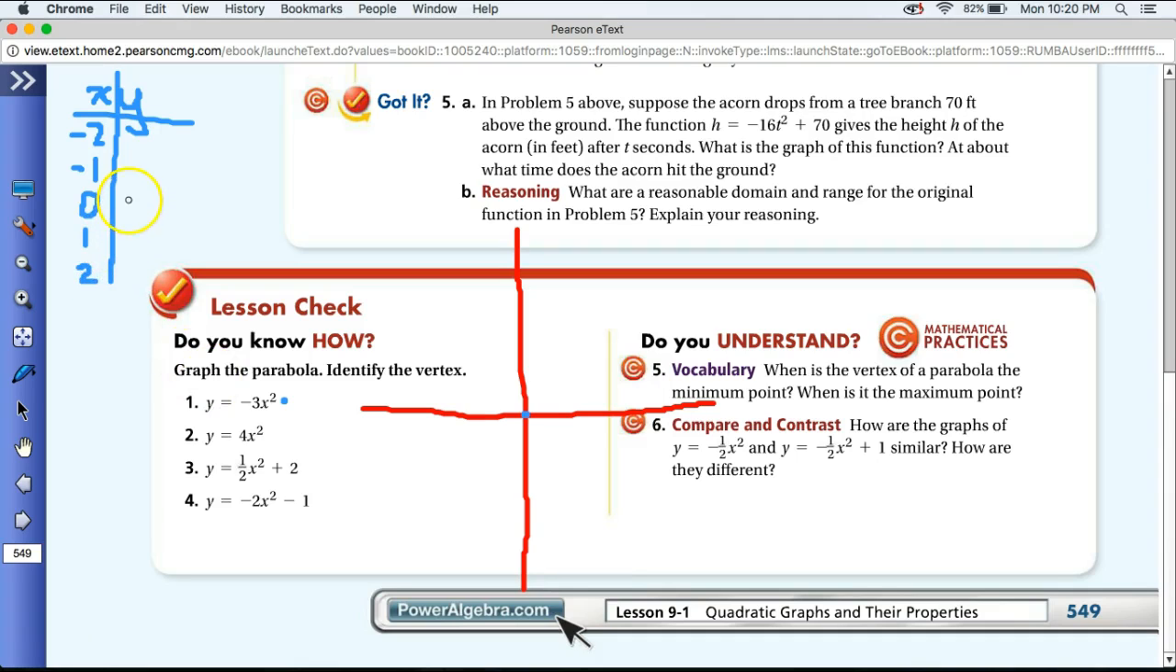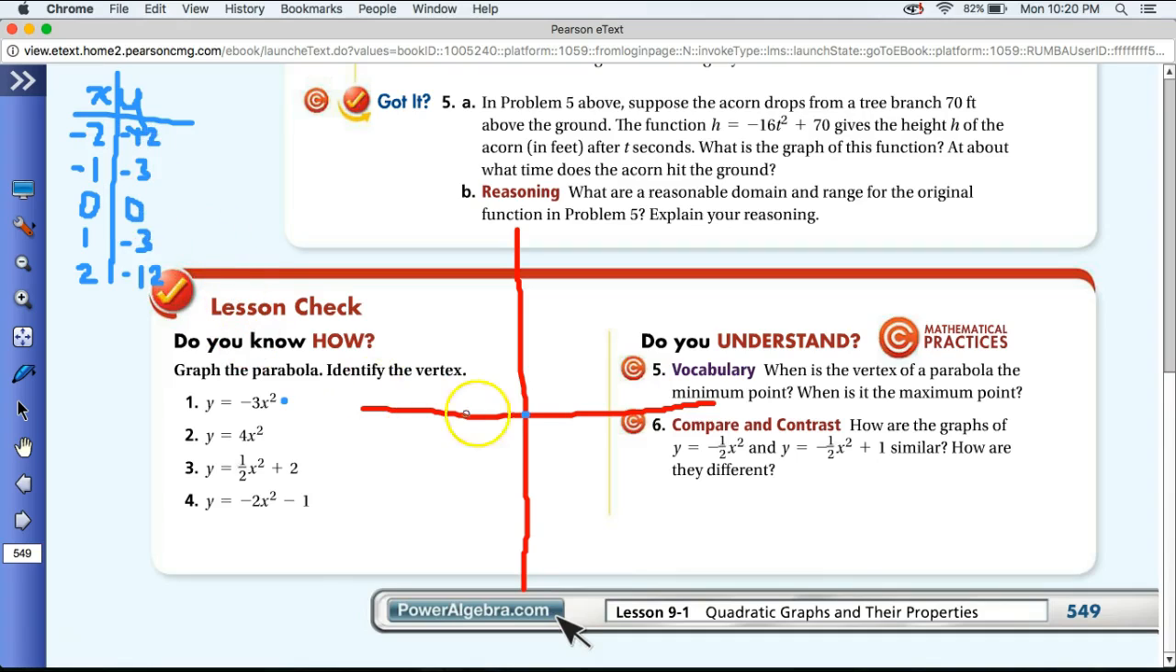So obviously I know that this is going to be 0, 0, because 0 squared is 0 times negative 3 is 0, and that's where my origin comes from. I would do the positives first and then just understand that the negatives are going to be mirror images of these. So if I put a 1 in there, 1 squared is 1 times negative 3 is negative 3. And if I put a 2 in for x, 2 squared is 4 times negative 3 is negative 12. Which means when I put the negative 1 in there, I should also get negative 3. And when I put the negative 2 in, I should also get negative 12.